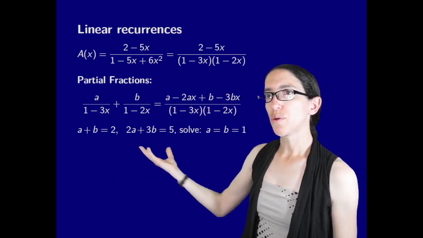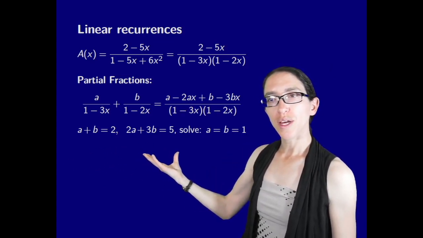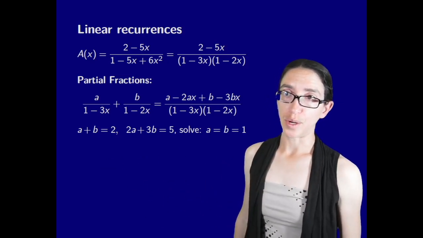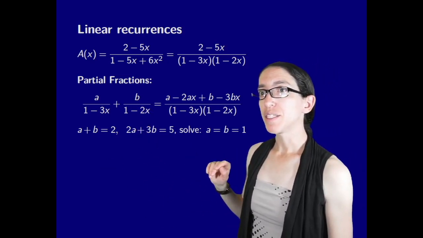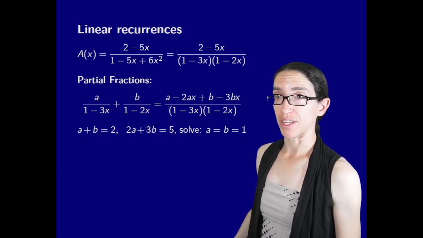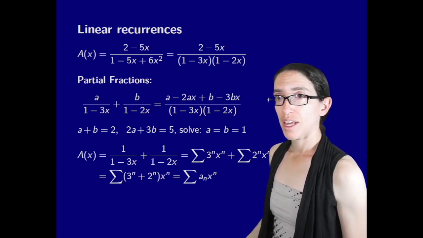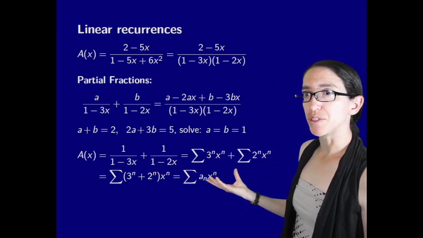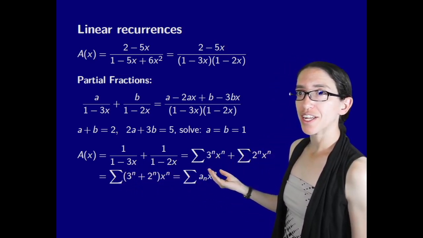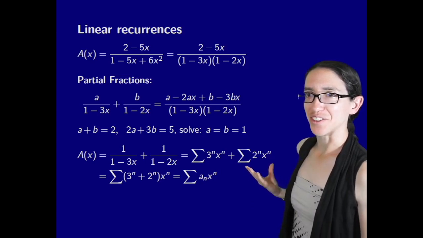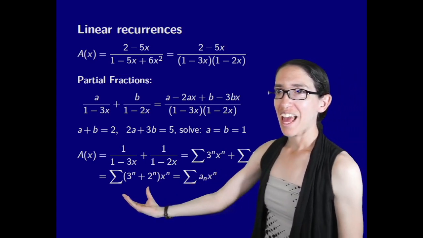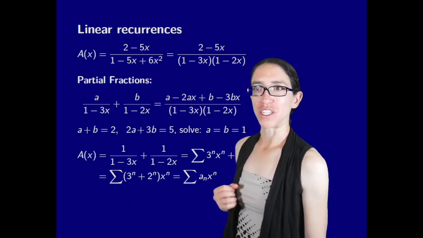That gives us two equations in two variables, a plus b equals 2 and 2a plus 3b equals 5, and if you solve this, you notice a equals b equals 1 satisfies these two equations. So that means in this problem, we have 1 over (1 minus 3x) plus 1 over (1 minus 2x) as another way to write the generating function. Then by binomial substitution, this is the geometric series formula with 3x plugged in, so we get the generating function for 3 to the n. The other one is the generating function for 2 to the n. We add those together by the rule for adding generating functions, and we get 3 to the n plus 2 to the n as the coefficient of x to the n.